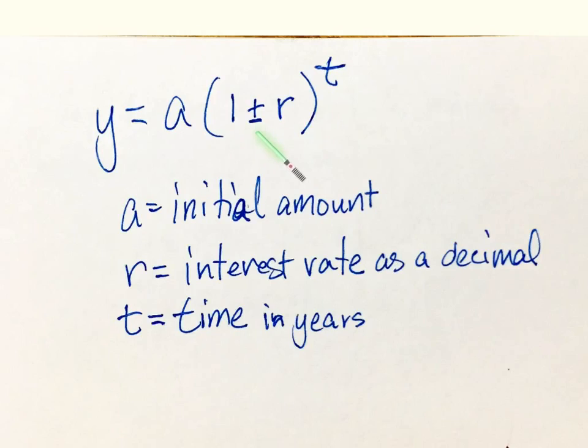Now the reason it's plus or minus is that this is also the equation for decay, right? If something declines in an exponential fashion. So the growth is 1 plus r, decay is 1 minus r, and I have an example of both. Raised to the t power, and t is the amount of time in years. So let's see how we can apply that.